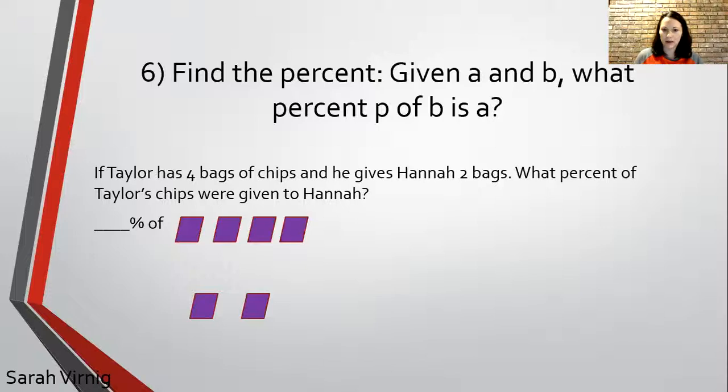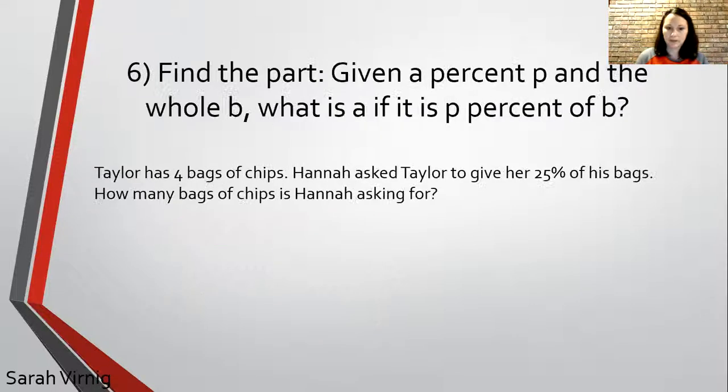So we have 4 bags. We want to find out what 2 is. Well, this one's kind of easy because we know that 2 is half of 4. So we can figure out that it would be 50%. Because if you have half of something, then that's the same thing as saying you have 50% of something.